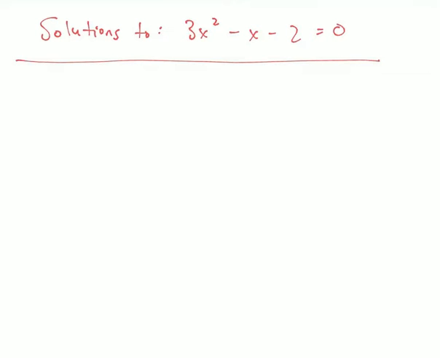Hey everyone, today we're going to look at how to find the solutions to a quadratic equation using factoring. Here's an SAT practice problem adapted from Khan Academy, where we're going to find the solution to the equation 3x squared minus x minus 2 equals 0.